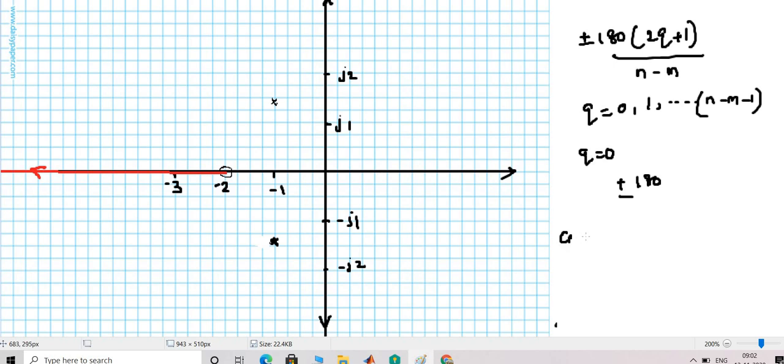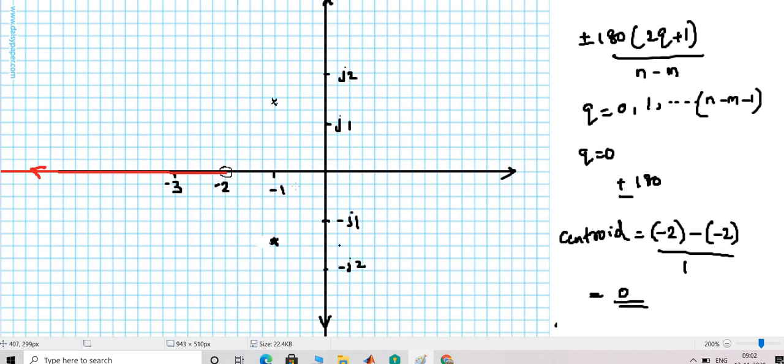Now the centroid. We can find the equation of centroid because each asymptote will meet the real axis. The centroid is the sum of poles minus the sum of zeros divided by n minus m. So what is the sum of poles? The poles are minus 1 plus j root 2 and minus 1 minus j root 2. So the sum of poles is minus 2, and the sum of zeros is again minus 2, as there is a zero at minus 2, divided by n minus m, that is 1. So the centroid is 0.